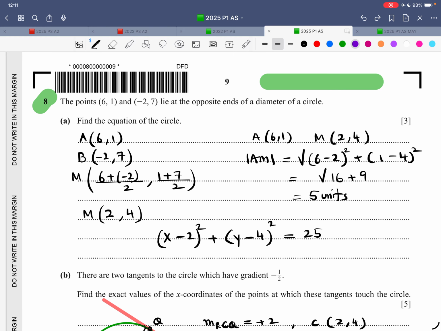The next question, question number 8. What is this about? This is about coordinate geometry, and in coordinate geometry, this is about circle.